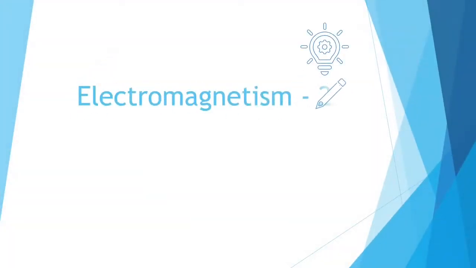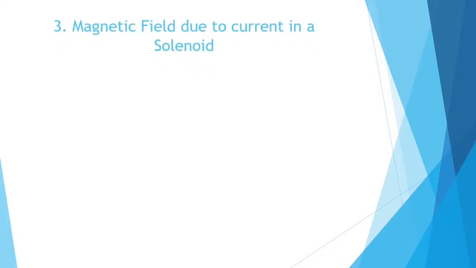Hello everyone, today we are going to talk about electromagnetism part 2. To start with, the magnetic field due to current in a solenoid.